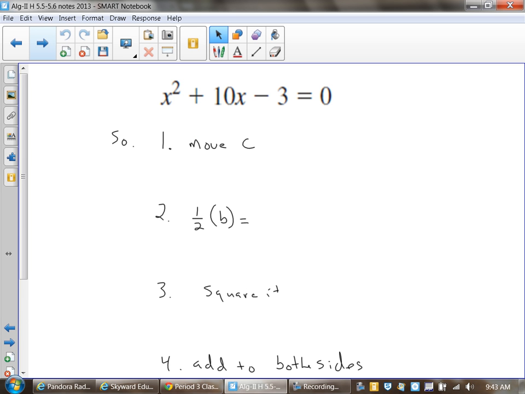We start with the equation, x squared plus 10x minus 3. And the very first thing I'm going to do, besides write this down, is move C. Sometimes when I move C, I'm adding it. Sometimes I'm subtracting it. When I move C here, what am I doing? Adding it. Good. So I'm adding C.